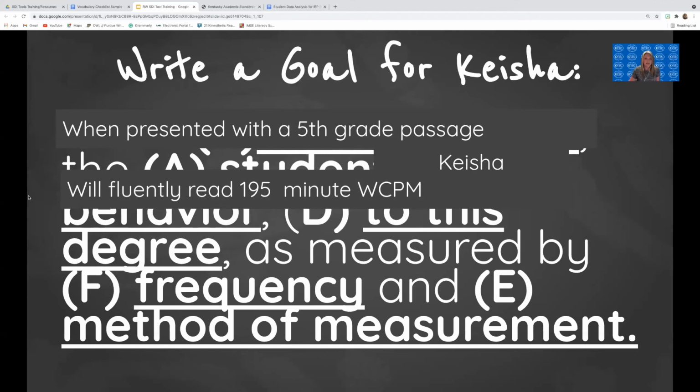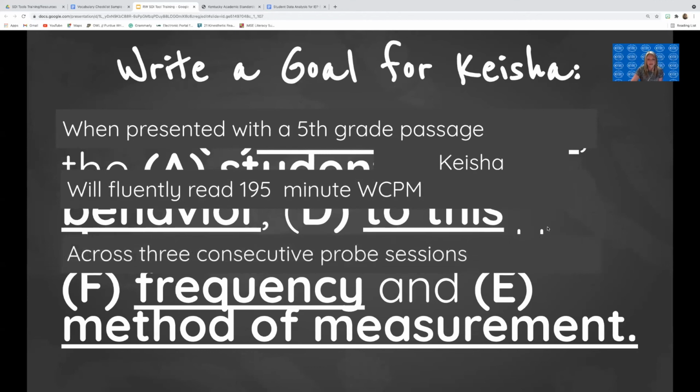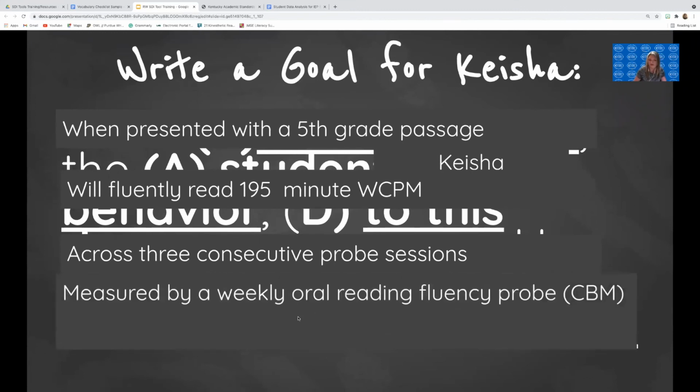So fluently read would be your behavior across 3 consecutive probe sessions. So she's going to have to read 195 words 3 times in a row. Okay, and then we're going to measure weekly by a weekly reading fluency probe. And again, the measures that you can use are in that document.